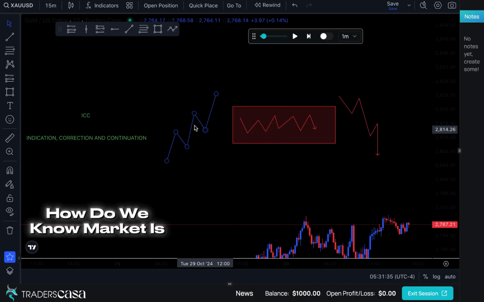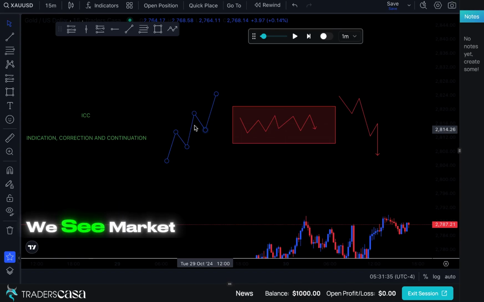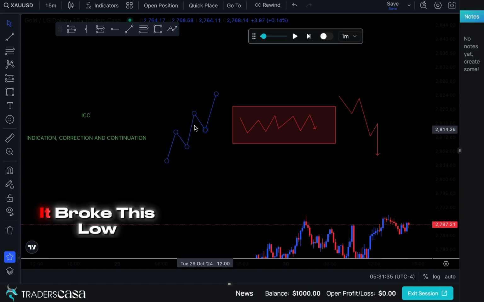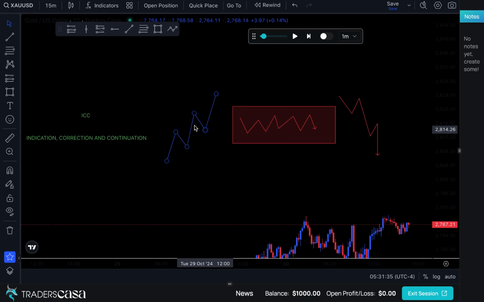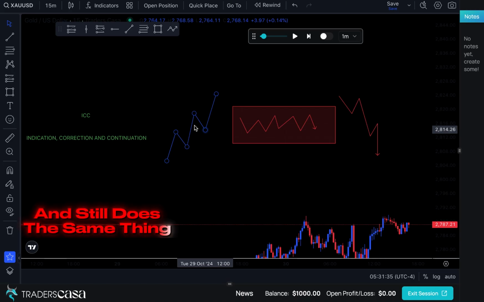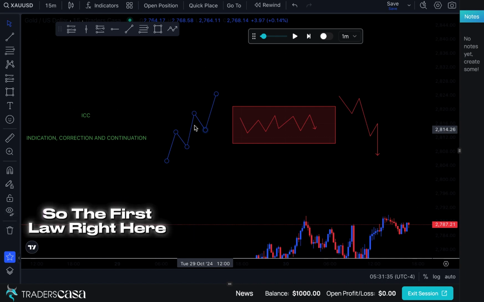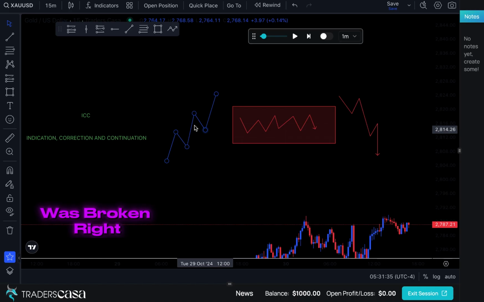Secondly, when the market is trending down, it is still the same thing. How do we know the market is trending down? We see the market came and broke the recent low. It broke this low, you can see here. It came back to correct and broke again. It came back again to correct and still does the same thing. You understand? So the first low right here was broken, right?